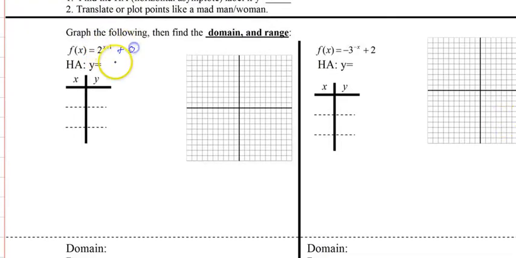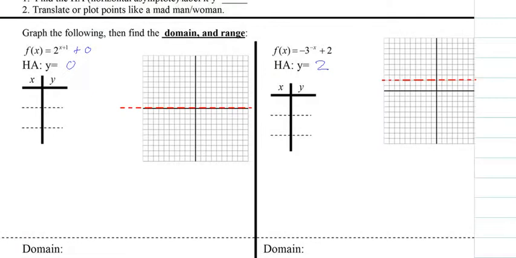It's 0. And what's the horizontal asymptote here? It's 2. So let's graph those horizontal asymptotes for both graphs to get them started. So there they are. And we use a dotted line because it doesn't actually exist. It's just kind of like a little barrier that's there that our graph is approaching. In this case, it literally is a barrier.